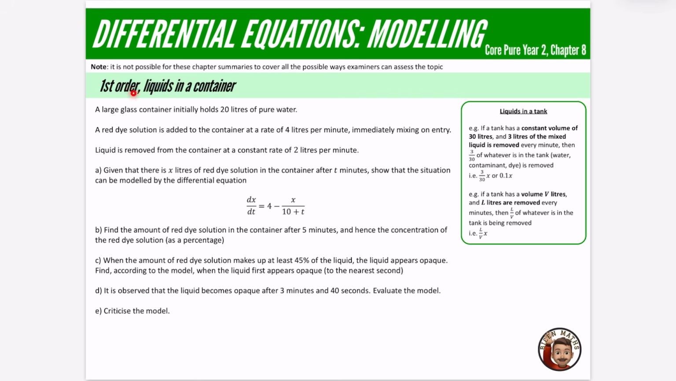We're going to begin by looking at a first order equation. There are plenty of first order equations in context for modelling, but the one I wanted to look at in more detail was for stuff to do with liquids in a container where things are mixing together. So we're going to read through this question and then jump back over to this description that we have over here.